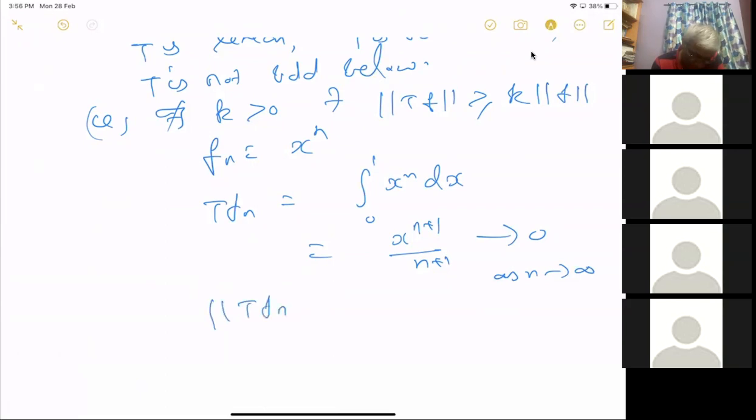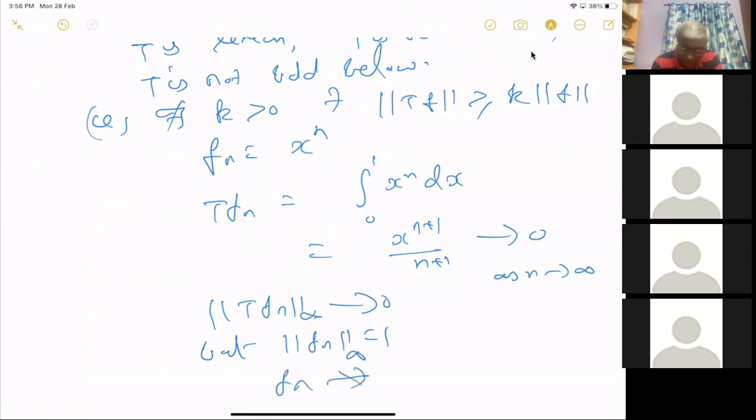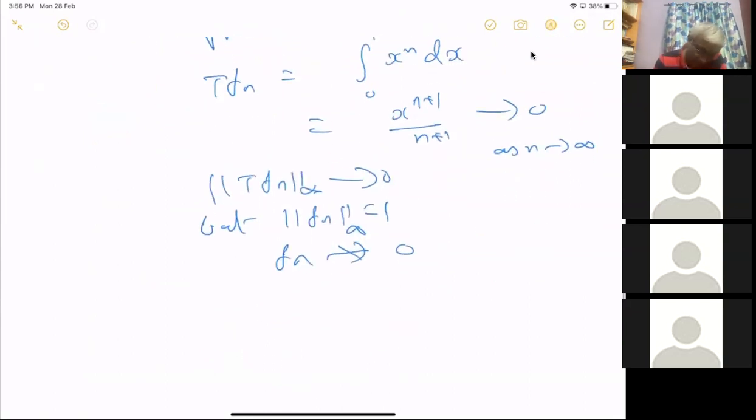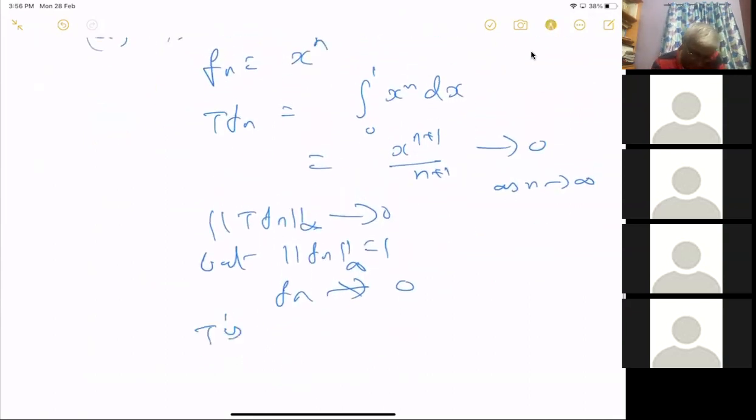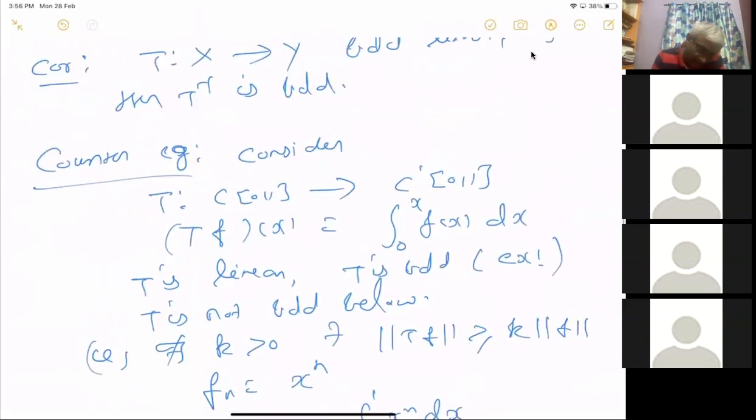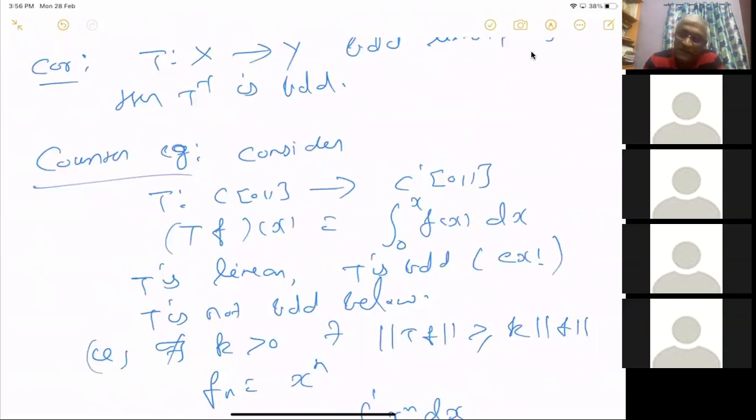The norm of Tfn goes to 0, but the norm of fn, the infinity norm, equals 1. So fn does not go to 0. So T is not bounded below, and therefore T is not an open map. This is a counterexample showing that the closed range condition is strictly needed. Otherwise this is not true.